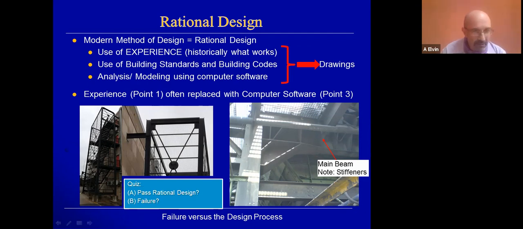Anybody else? All right, let's put our hands down. Hands are down. Excellent. Who says that the structure has failed? Please put up your hands. Has the structure failed? Three people have put up their hands. Can you tell me why you think it has failed?